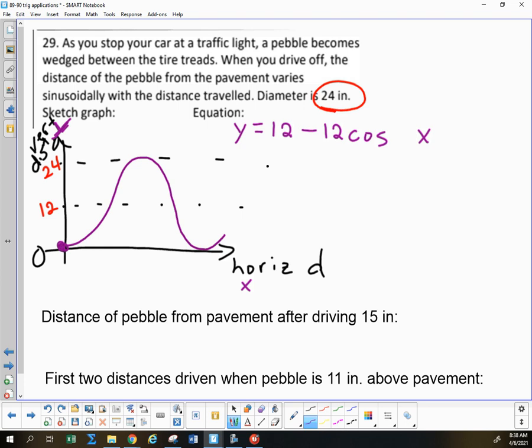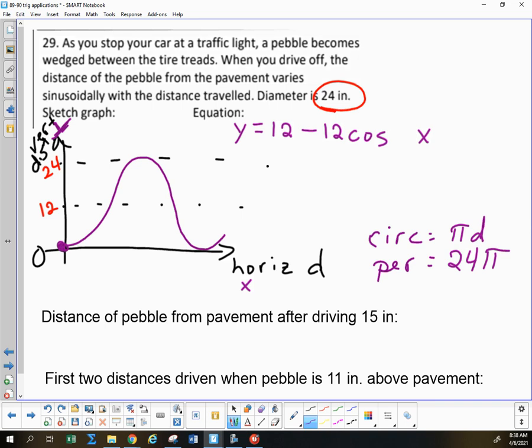As it rolls around once, the formula for the circumference is pi d, and if d is 24, that means 24 pi. That is my period. That's how long it takes to go through the cycle once.